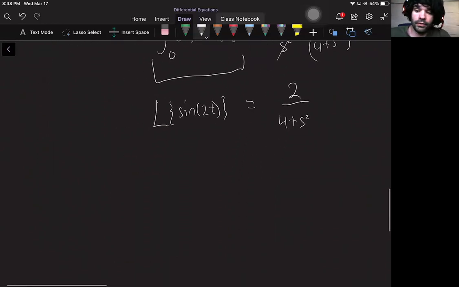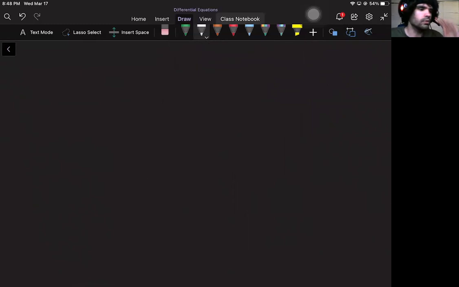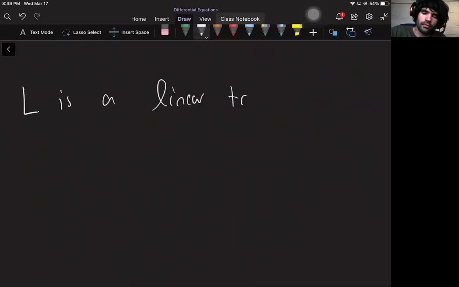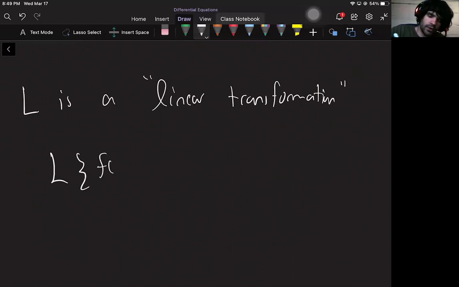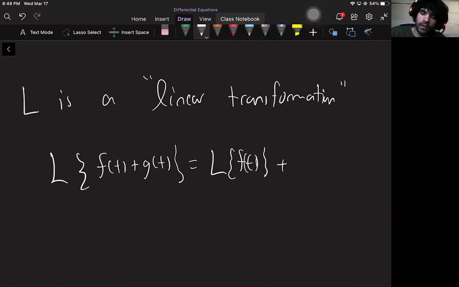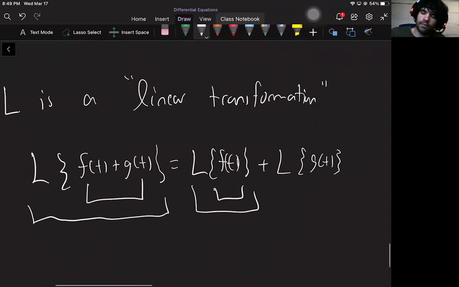That's the last one we're going to do. So next is some rules that will help us. So L is a linear transformation, meaning it's got some good rules. It means if I have two functions added together, I can Laplace straight through that plus, so I can Laplace transform them separately and then add, versus add, and then Laplace. So here I'm Laplacing each one, and then I'm adding. That's what it means to be a linear transformation.